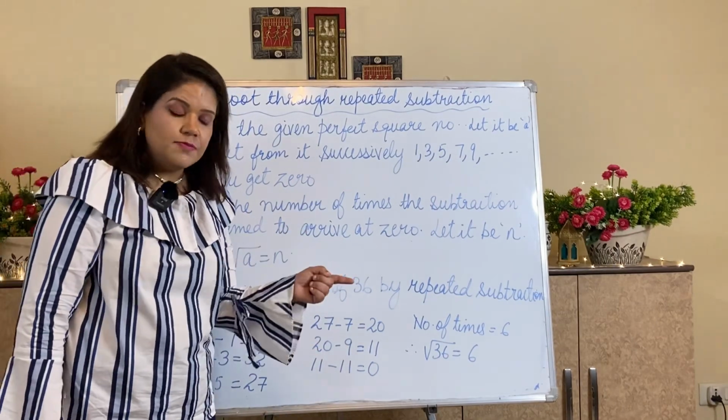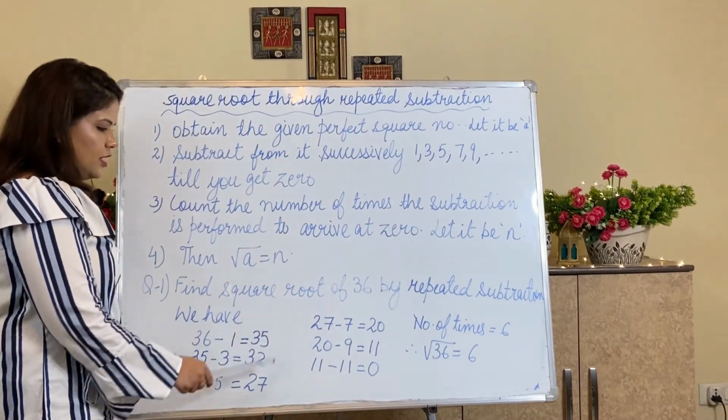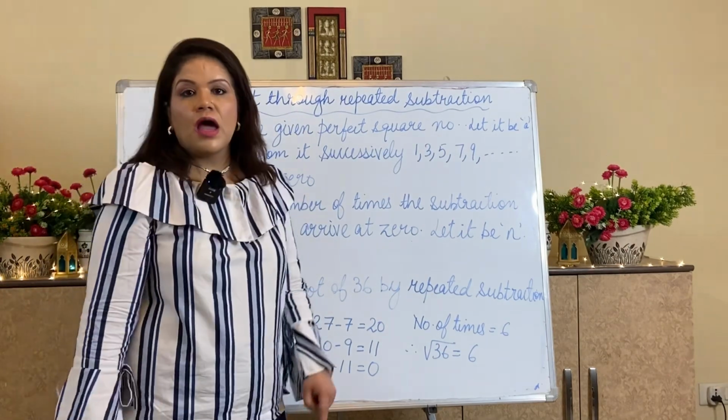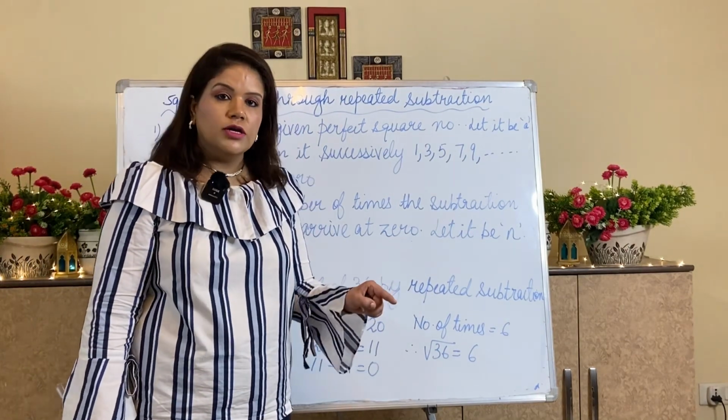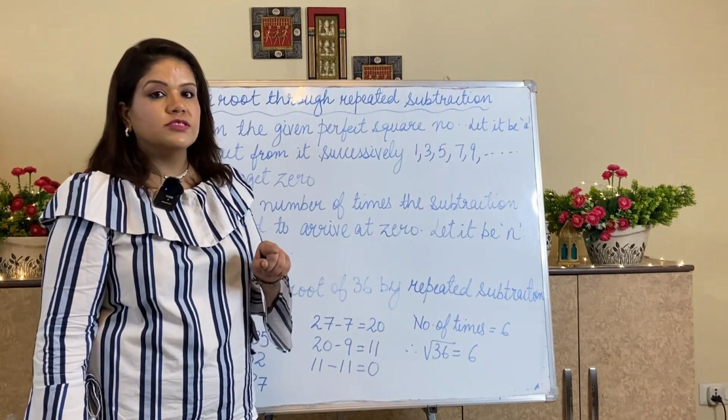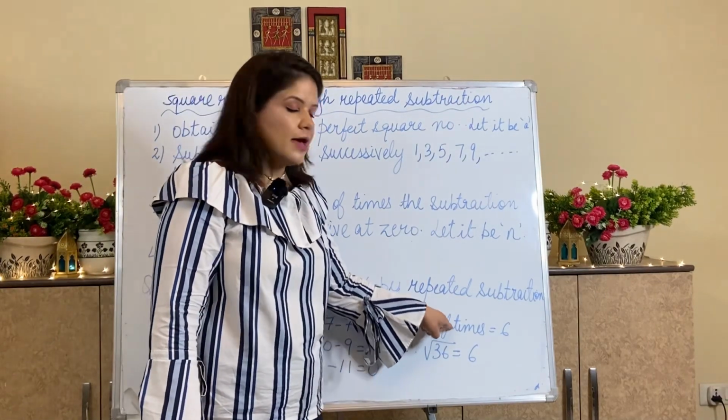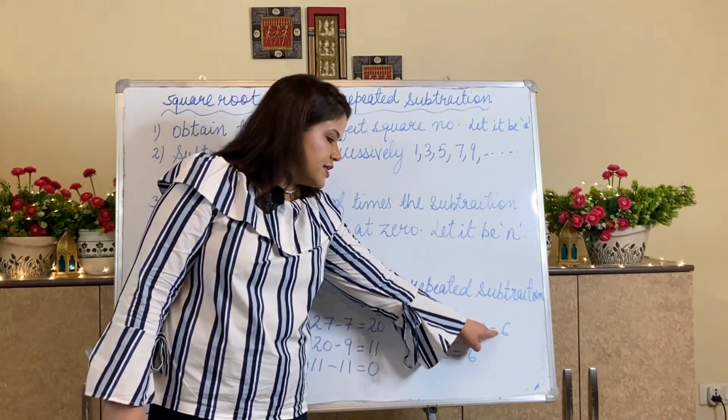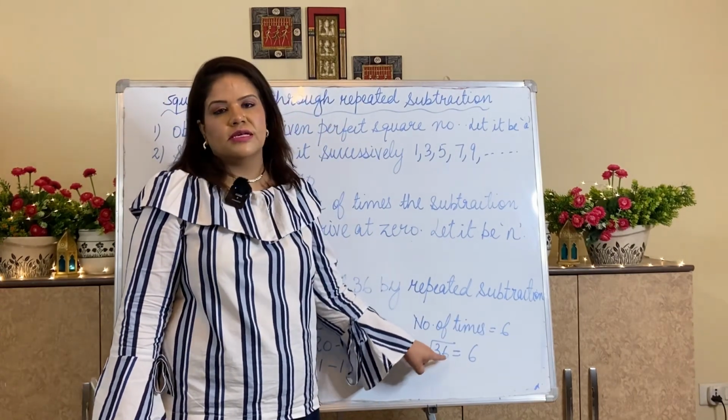After how many steps? 1, 2, 3, 4, 5, 6. I have got 0 after 6 times of subtraction. So the number of times I have performed subtraction is 6. So the square root of 36 is 6.